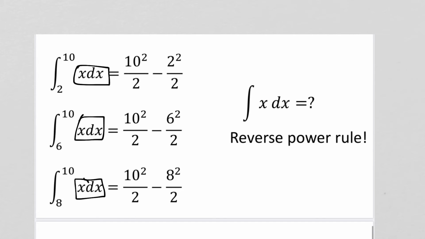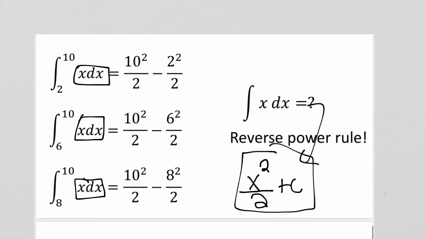So what we're going to get is that we have to add 1 to our exponent. So it was an exponent of 1, but now it's going to be an exponent of 2, x squared. And then we're going to divide by our new exponent, x squared over 2 plus c, right? So this is the important part. It's the x squared over 2.